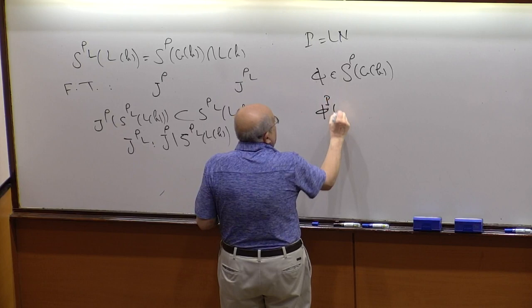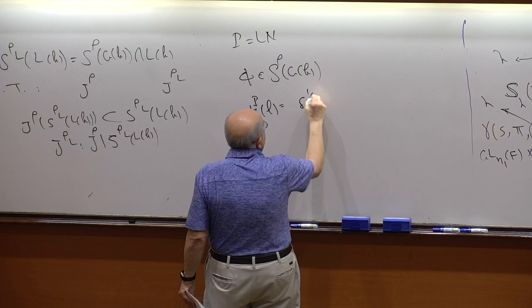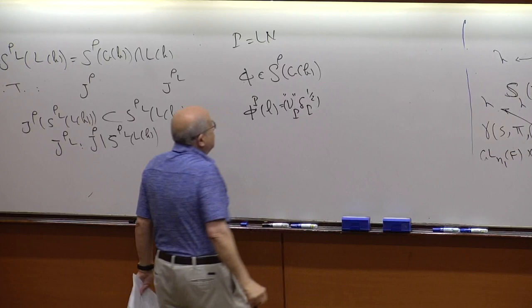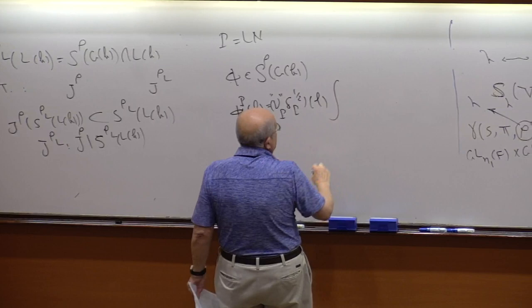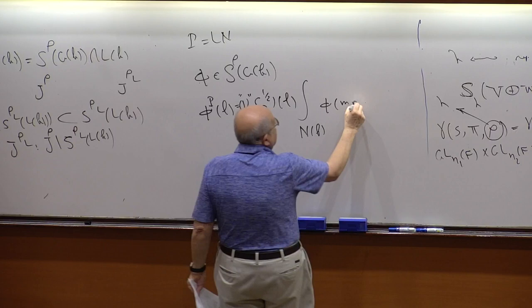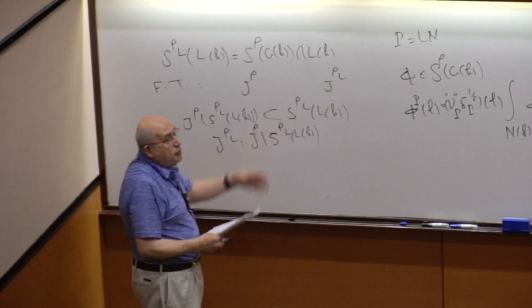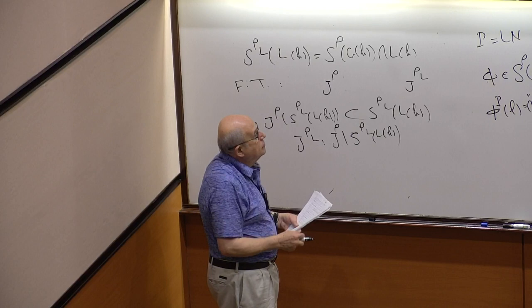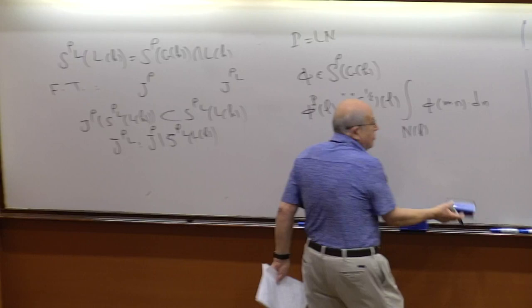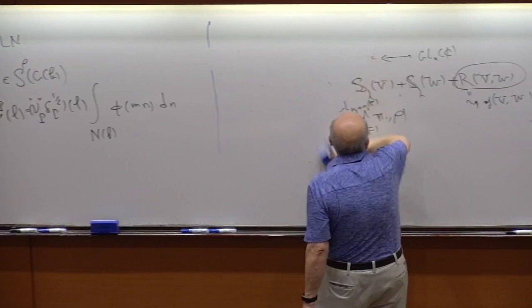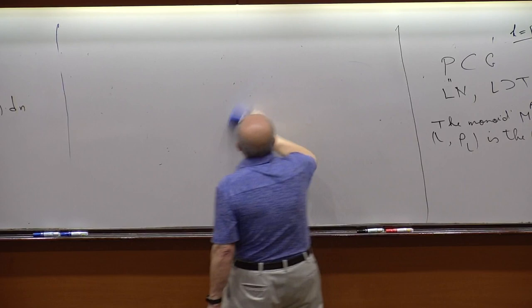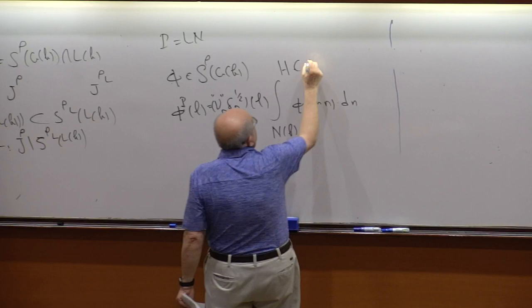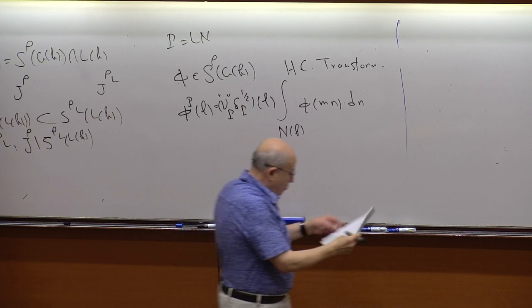And you can define the following. By P of L, you need a determinant, which I'm not going to discuss, and then this thing evaluated at L, and then the descent integral. You integrate over N(K) the function φ(mn) dn. This is really the Satake transform if you're in the setting of unramified groups and the torus, your parabolic being the Borel. This is called the Harish-Chandra transform. Then you can define the gamma function.